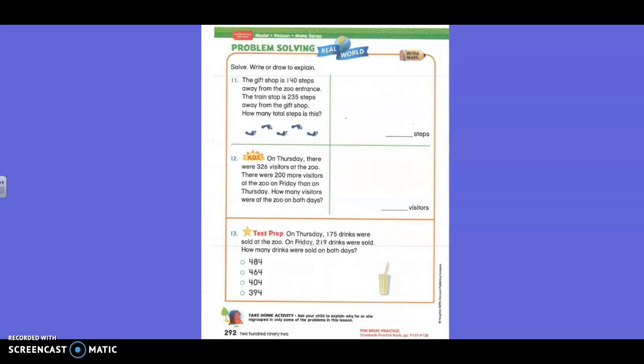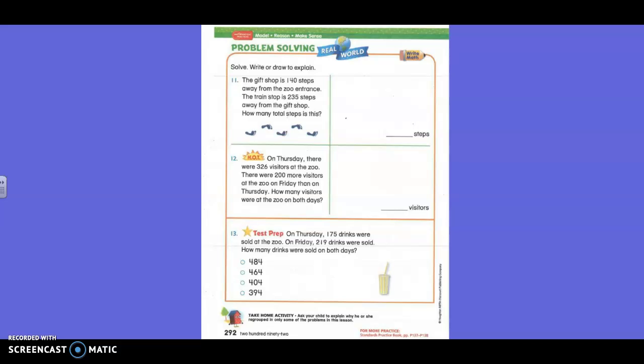Let's read it. On Thursday, there were 326 visitors at the zoo. There were 200 more visitors at the zoo on Friday than on Thursday. How many visitors were at the zoo both days? Okay, so let's go about this doing one step at a time. Read the first sentence again.